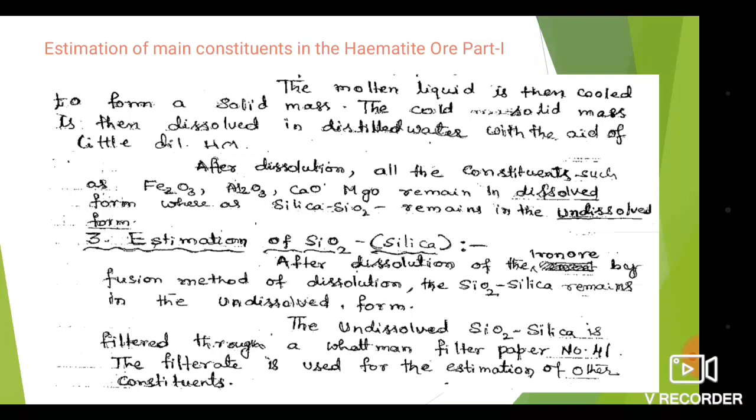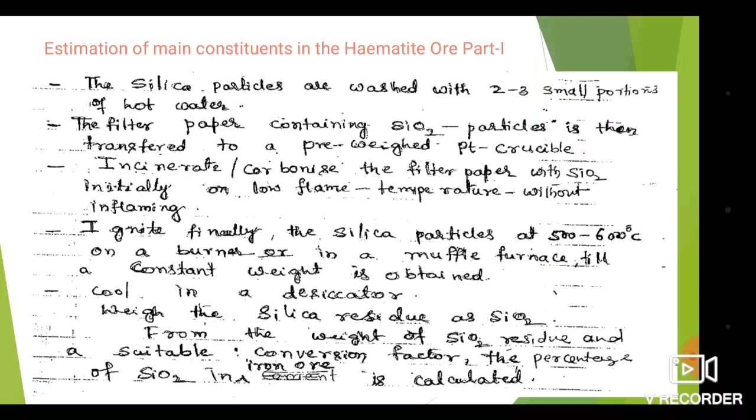So simply by filtering, we get the residue of silica, and the other elements, iron, calcium, magnesium, and aluminum, are present in dissolved form in the solution, that is the filtrate. The silica particles are washed with 2-3 small portions of hot water, and the filter paper containing SiO2 particles is then transferred to the pre-weighed platinum crucible.